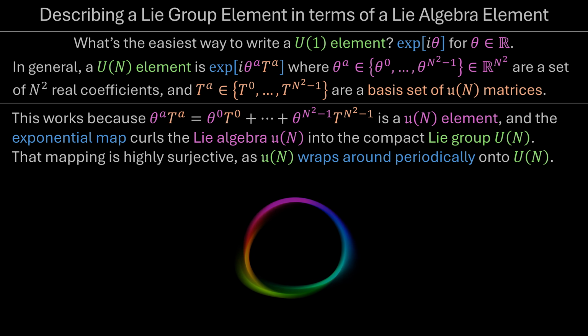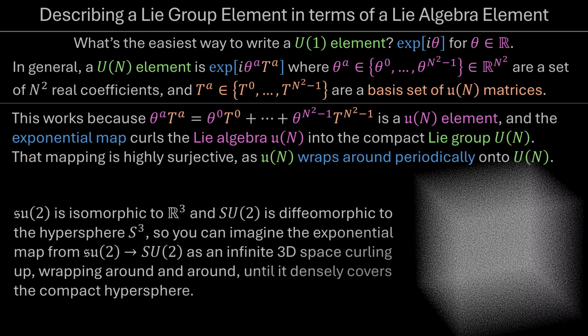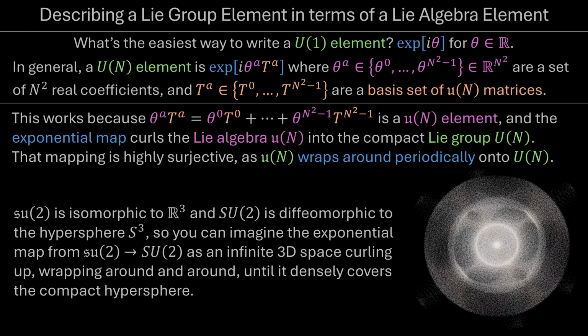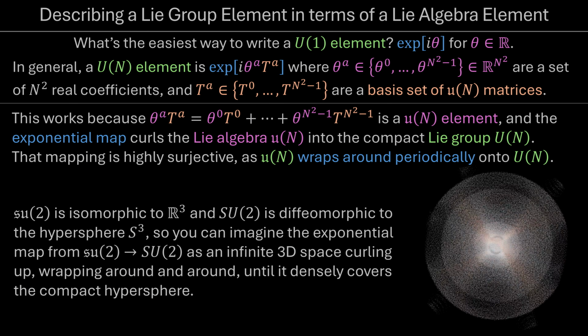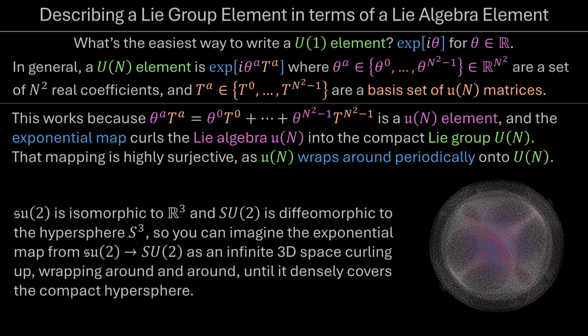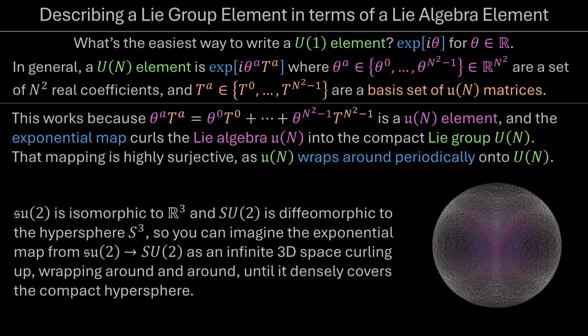Actually, you can kind of imagine it for SU(2). So basically, SU(2) is a 3-dimensional Lie group. Its Lie algebra, su(2), is a 3-dimensional Lie algebra, which is like a 3-dimensional space. And when you exponentiate su(2) into SU(2), you can imagine a 3-dimensional space that kind of gets all curled on up into a hypersphere.